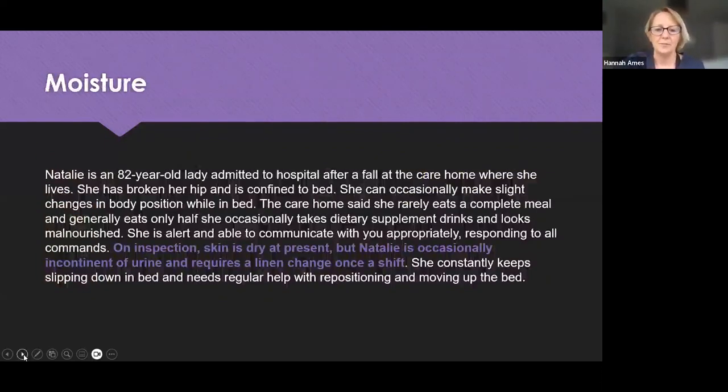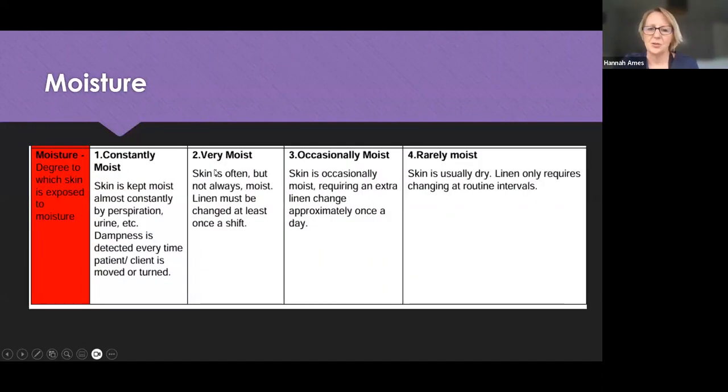Next one is moisture. So again, I've highlighted this here. On inspection, the skin is dry at present, but Natalie is occasionally incontinent of urine and requires a linen change once a shift. So that would put her as 2 actually, because it says linen must be changed at least once a shift, not once a day. So we're taking that information that we've got and applying that best to the scenario, which would score a 2. So we've got a 4 and a 2.